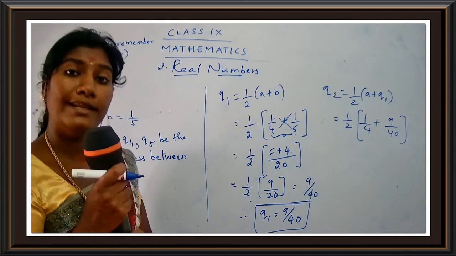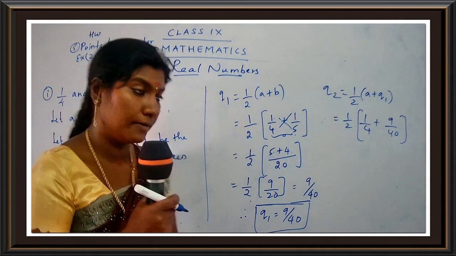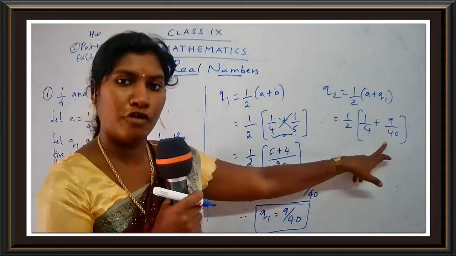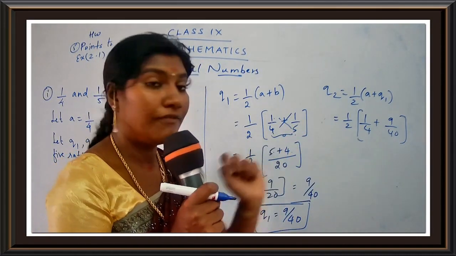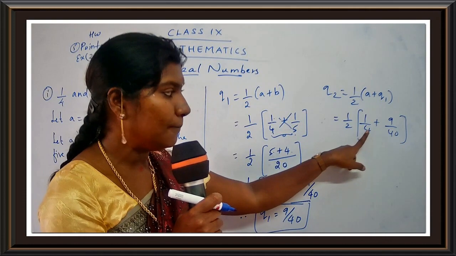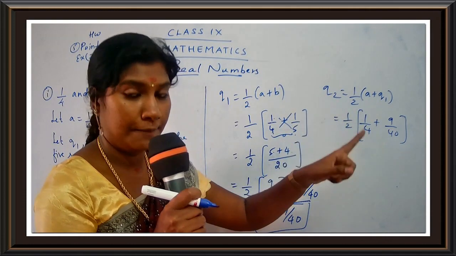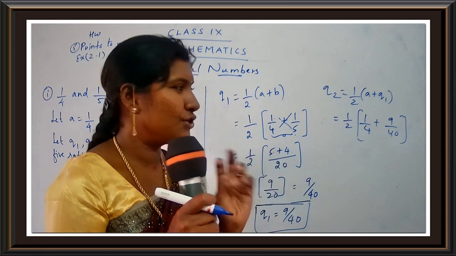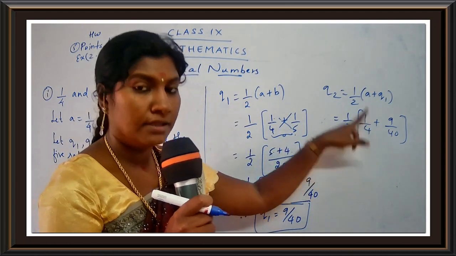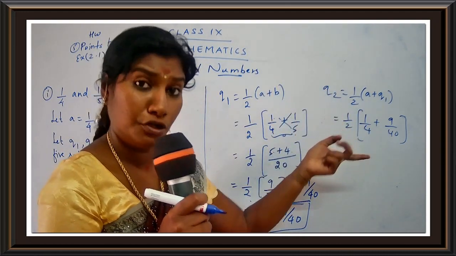Here just look at the numbers carefully, children, in the denominator. We have 4 and we have 40. Can we make the denominator same? Yes. How can we make it? If I multiply the first number by 10. And if you multiply a number in any part, suppose you are multiplying by 10 in the denominator, the same number should be multiplied in the numerator also.